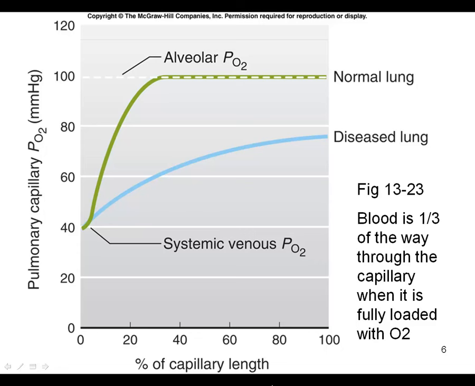So what could I do to help this person? Maybe I could increase the diffusion gradient. I could give this person some supplemental oxygen, then their alveolar PO2 would be higher than 100, and then maybe I could overcome the diffusion impairment this person has because of their lung disease. That doesn't work for everybody, but for some people with lung disease, you notice they will carry around supplemental oxygen. You're essentially trying to increase their diffusion gradient.